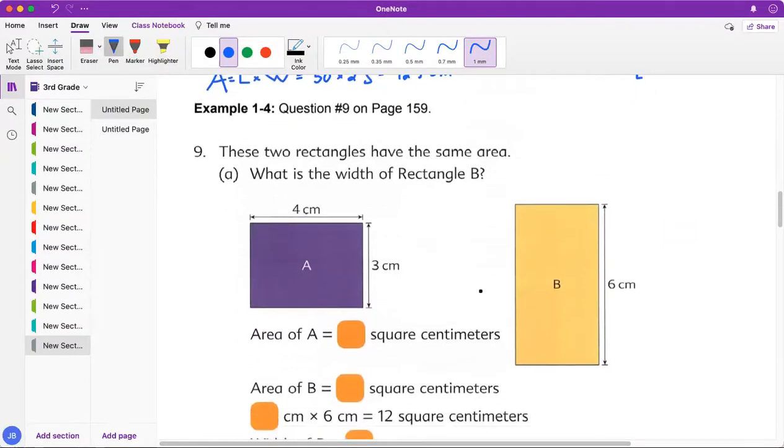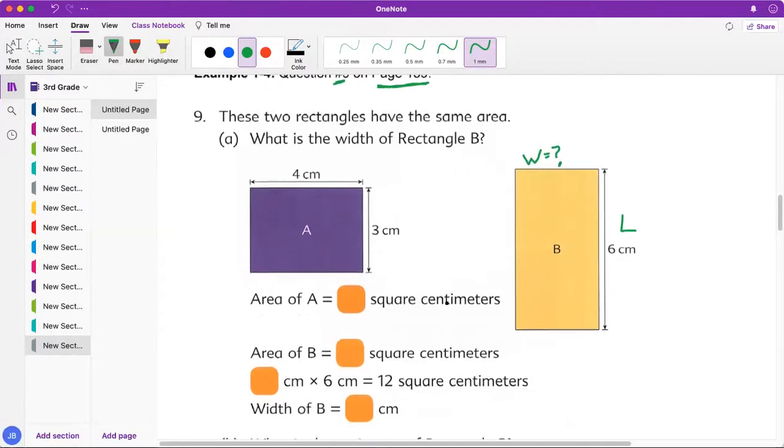All right. So now we're going to move on to the next one. So now we're looking at question 9, and this is on page 159 in your book. This says these two rectangles have the same area, A and B. What is the width of rectangle B? So we know the length here, but what is this width?